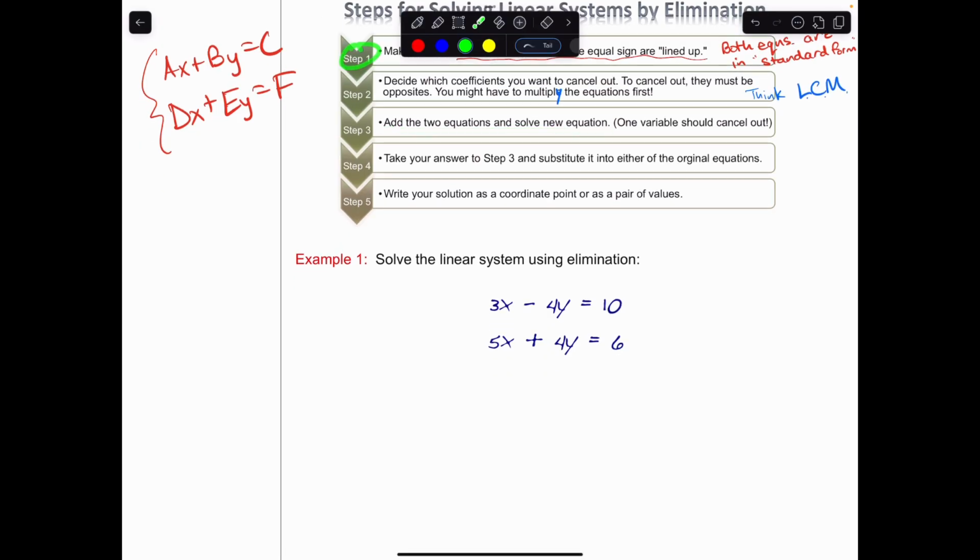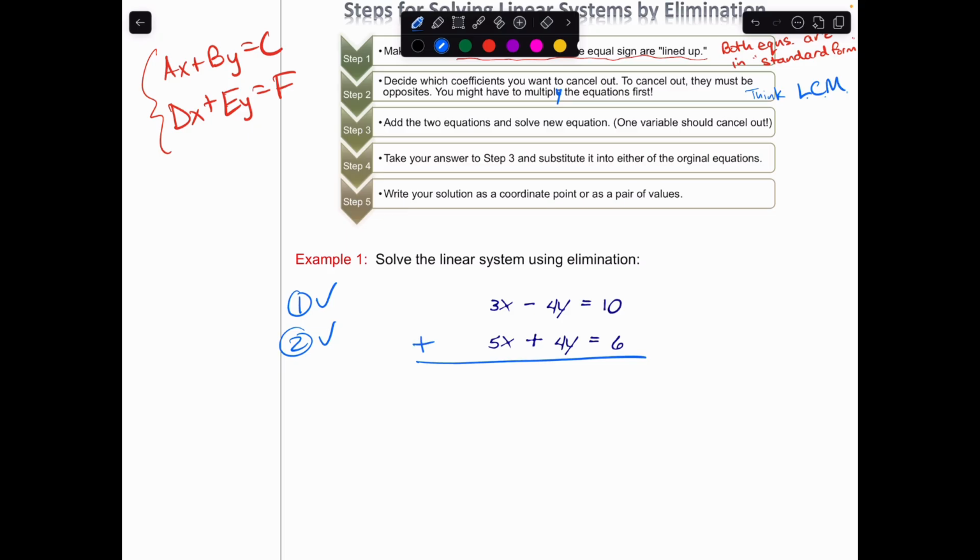So I'll talk more about step 2 and step 1 in the next example. But let's go ahead, and since step 1 for this example is done, they're lined up. Step 2 is done because they're already opposite. The y terms are already opposites. We can move on to step 3.